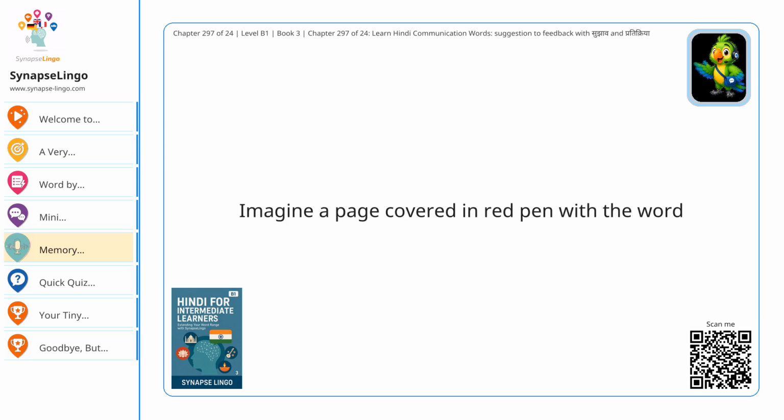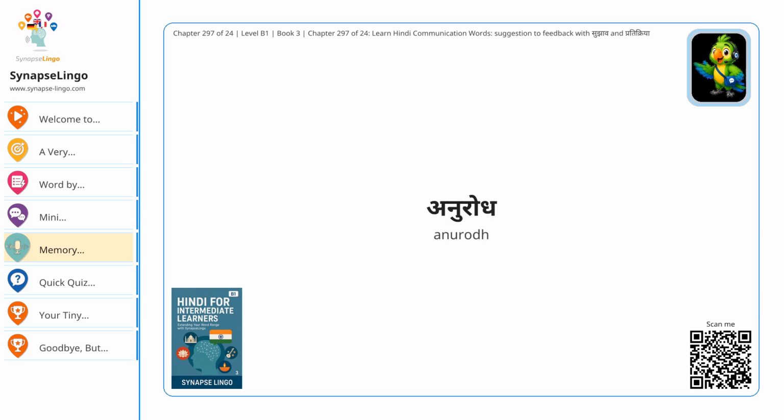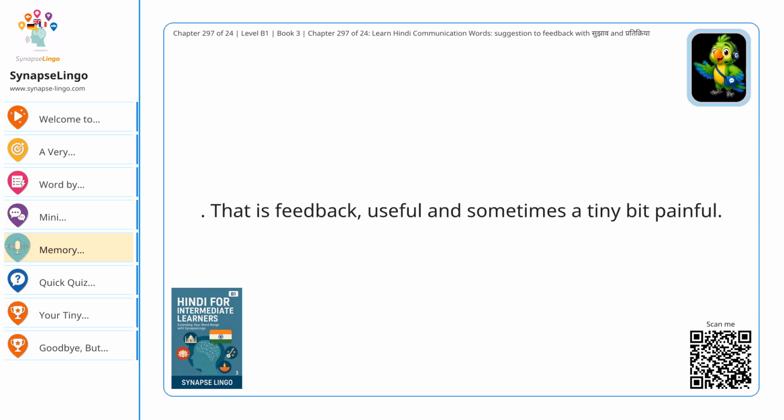Imagine a page covered in red pen with the word आलोचना. Ouch, that is criticism. Picture applause, flowers, and a trophy glowing with लोभ. That is praise. See a grumpy but organized cat filing a शिकायत because its milk was not cold enough. That is a complaint. Imagine someone politely holding out a letter marked अनुरोध. That is a request. Finally, picture a comment card saying प्रतिक्रिया. That is feedback, useful and sometimes a tiny bit painful.